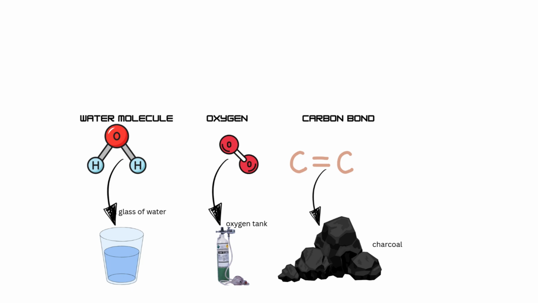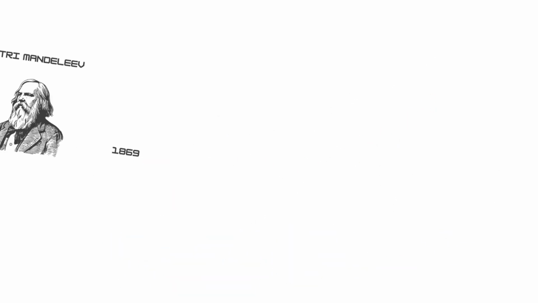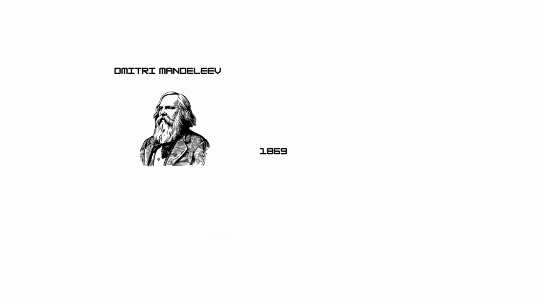Long ago, scientists started discovering these elements one by one. But as the list grew longer, they needed a way to organize it. That's when Dmitry Mendeleev, a genius Russian chemist, came up with the idea of arranging elements in a table, what we now call the periodic table.